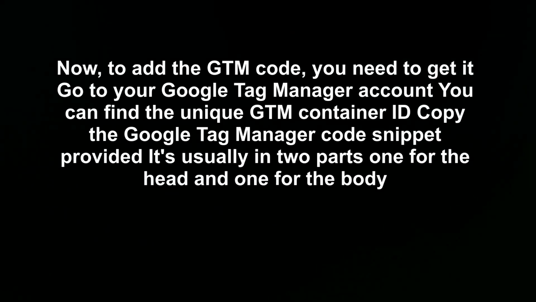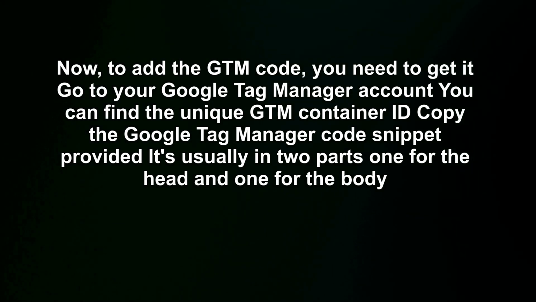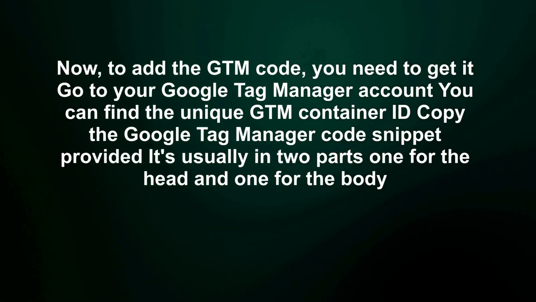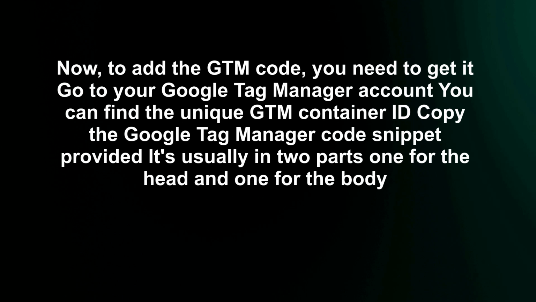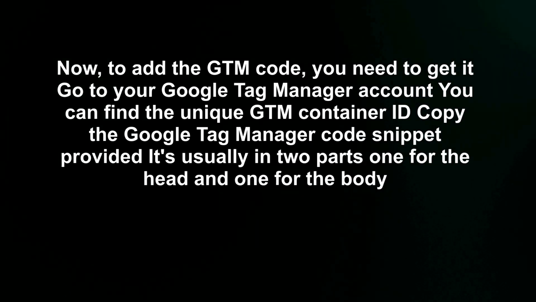Now, to add the GTM code, you need to get it. Go to your Google Tag Manager account. You can find the unique GTM container ID. Copy the Google Tag Manager code snippet provided. It's usually in two parts, one for the head and one for the body.